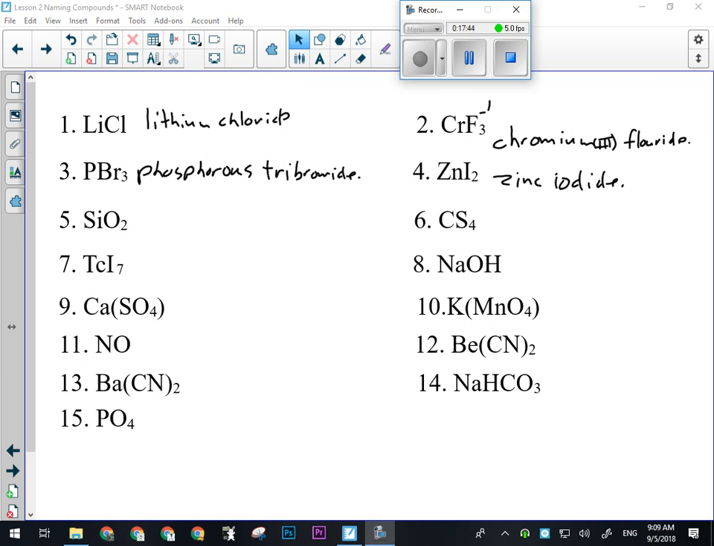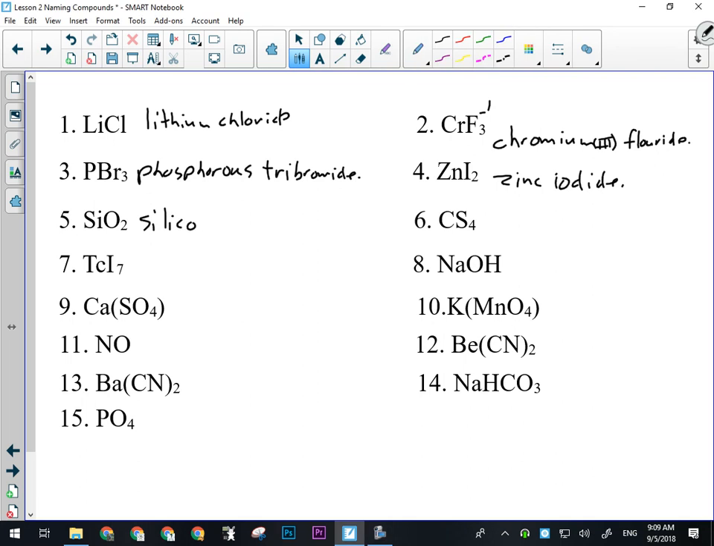All right, so for number 5, ionic or molecular? It's molecular. Silicon is a nonmetal. All right, so we have silicon dioxide. All right, and number 6, ionic or molecular? Molecular. Okay, so we have carbon tetrasulfide.